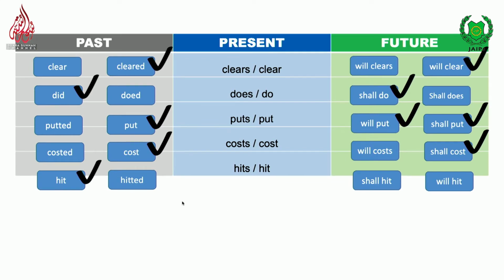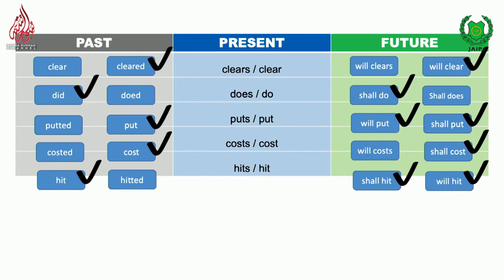They don't exist. Okay, let us check the future tense for hit. Is it shall hit or will hit? This is simple. You guys are going to be able to answer this well. Okay, the answer is both of them are correct. So shall hit and will hit. Okay, good job.